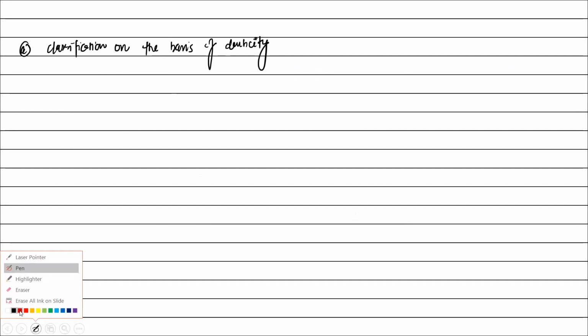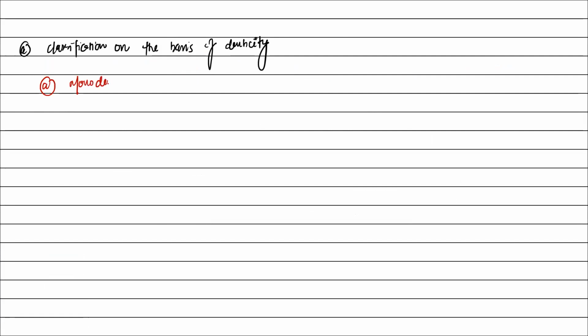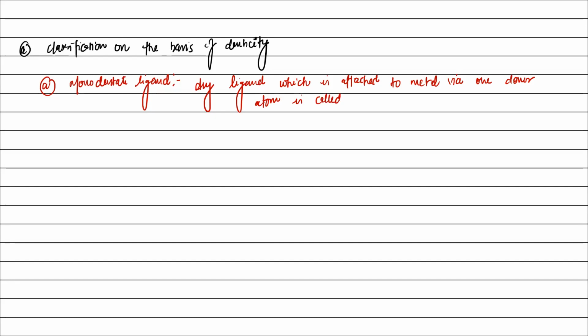First, the classification on the basis of the number of donor atoms, on the basis of denticity. The first one is the monodentate ligand. Which ligand is a monodentate ligand? Those ligands which are attached to the metal via one donor atom, right? Any ligand which is attached to the metal via one donor atom is called a monodentate ligand.